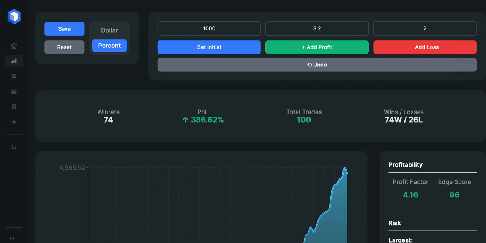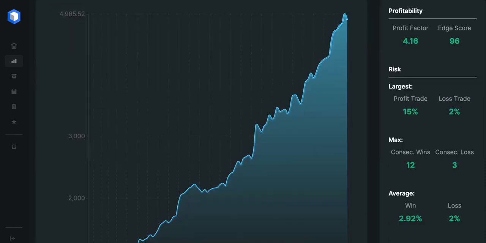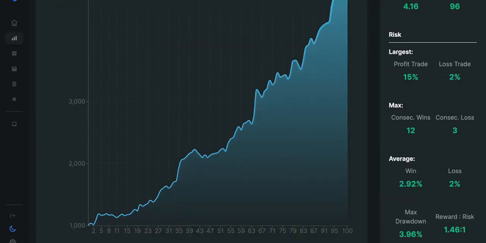This is definitely really high for a 15-minute scalping strategy. The profit and loss is also looking pretty good. The profit factor is 4.16 and we had 12 consecutive wins against 3 consecutive losses. And the maximum drawdown does not exceed 4%. The average win was 2.92%. This number will fluctuate depending on the market conditions. So overall, I'll give the strategy a score of 9 out of 10.